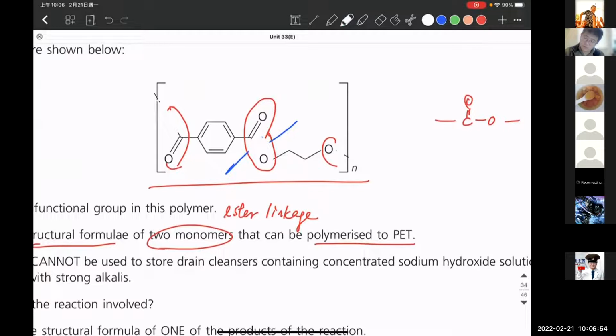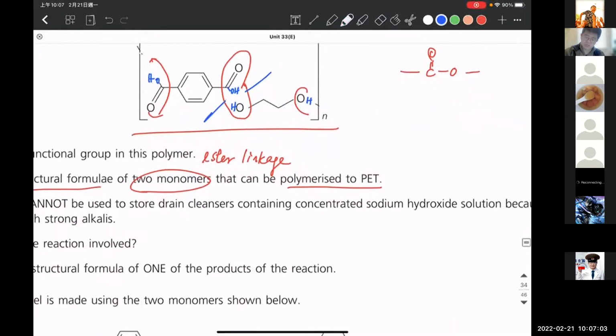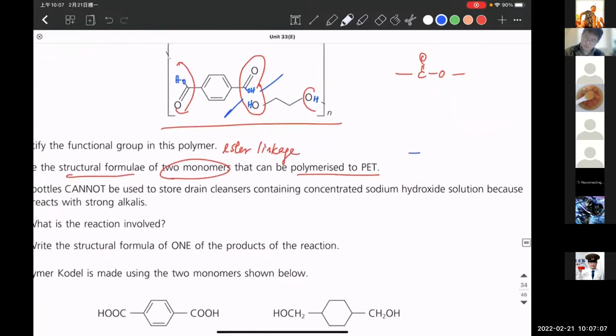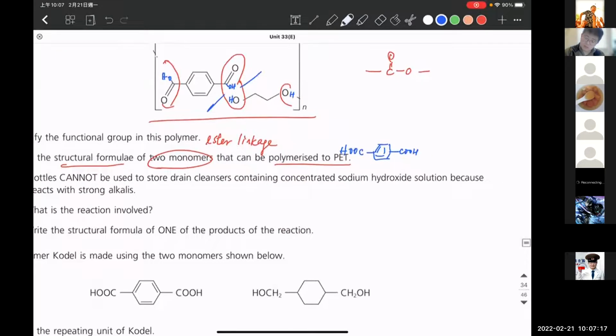H2O, right? I add OH into this and H is here. Similarly, you do the same thing. So here comes the answer. So we call that benzene. One for dicarboxylic acid, and the other one is ethane 1,2-diol.